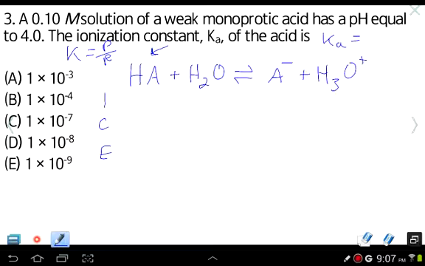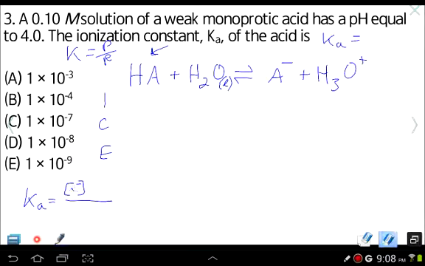And what we're asking for is the Ka. Now, just setting up Ka for this system, Ka is products over reactants. Remember that water is a liquid, so water will not go into the equilibrium expression, but A-, the conjugate base, will, and so will H3O+, and so will HA. So this is our Ka setup.